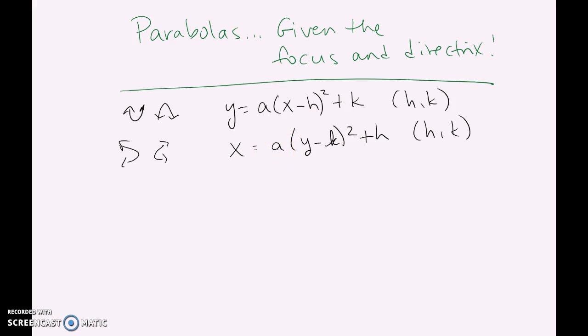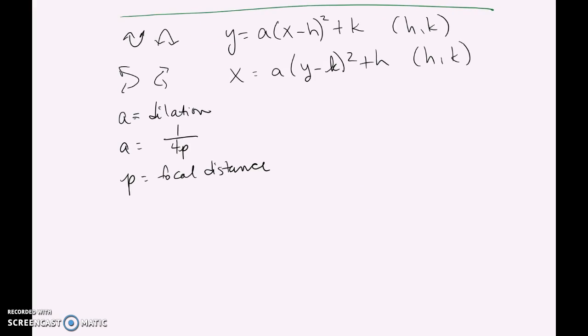Now, the other thing I'm going to write down before we do an example is the dilation A. This dilation A is probably what's trickiest for most people because you're supposed to relate this to something called a focal distance. Most of you know it as a dilation, but when you're relating it to a focus and directrix, A is also equal to 1 over 4P, and that P is going to be the focal distance. Now, if you don't know what a focal distance is, I'll explain that momentarily, but all of this is sort of the background knowledge. So let's do an example now.